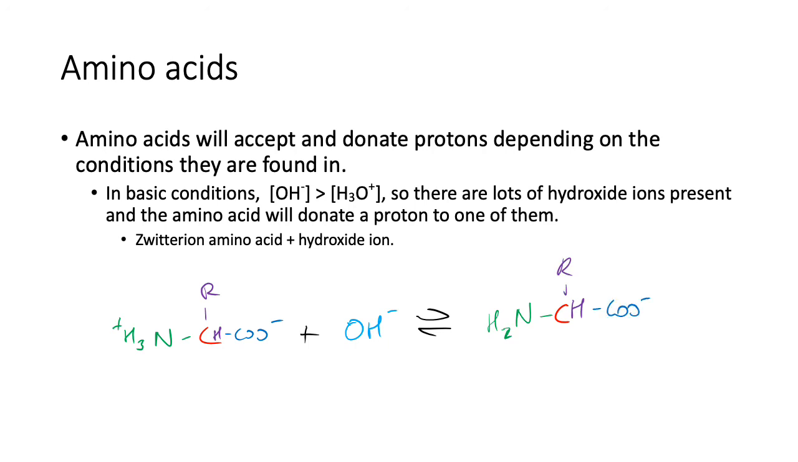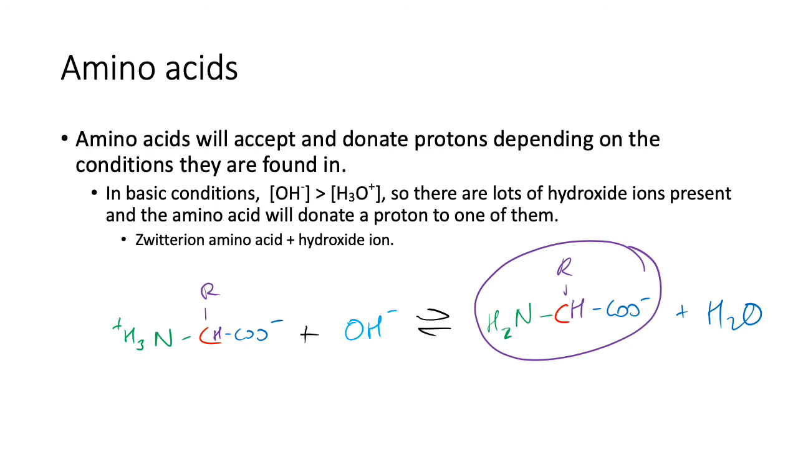And you have a water as well somewhere kicking around. So this hydrogen here on the amine group has come off and gone to the water over there. And therefore you've ended up with a negatively charged amino acid, because it has donated its protons to the hydroxide ions, so therefore it is no longer a zwitterion, it is now just a negatively charged amino acid.